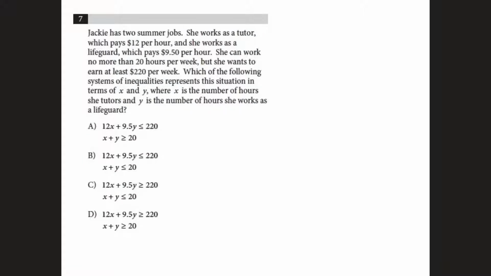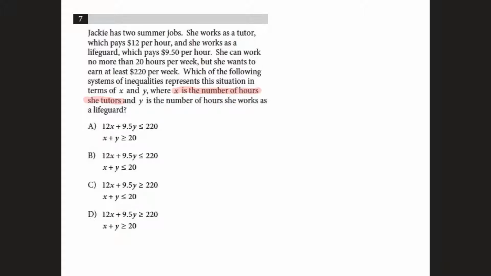Okay. Jackie has 2 summer jobs. She works as a tutor, which pays $12 per hour, and she works as a lifeguard, which pays $9.50 per hour. She can work no more than 20 hours per week, but she wants to earn at least $220 per week. Which of the following systems of inequalities represents the situation in terms of x and y, where x is the number of hours she tutors? Okay, so I'm just going to highlight that. X is the number of hours she tutors.